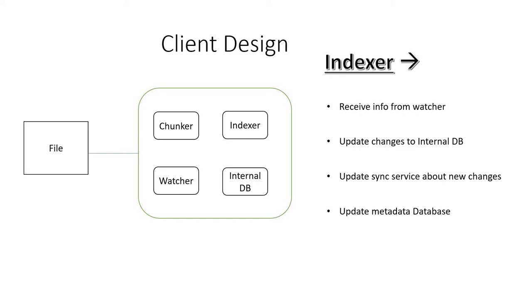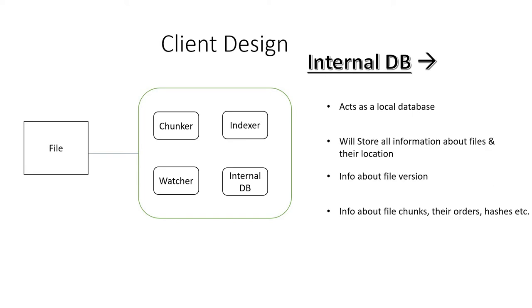The fourth component, the internal DB, can act as a local database. It will store all the information about files and their locations, their versions, their chunks, the chunk orders, and their hashes. So basically, it will have the metadata information internally present as a local copy.